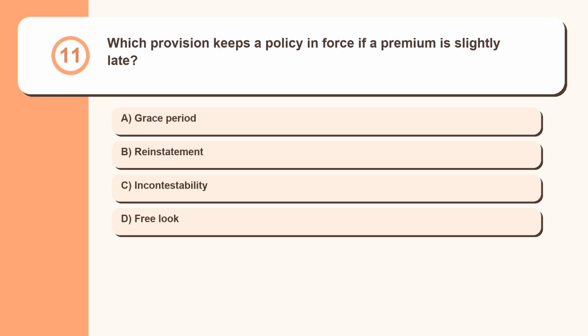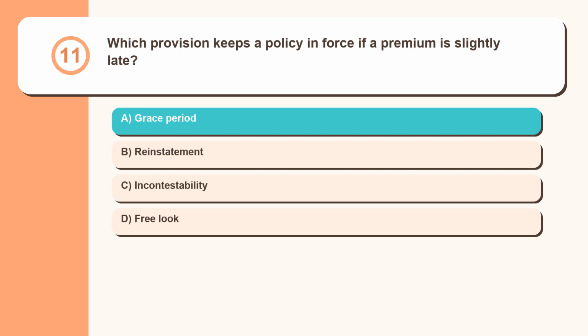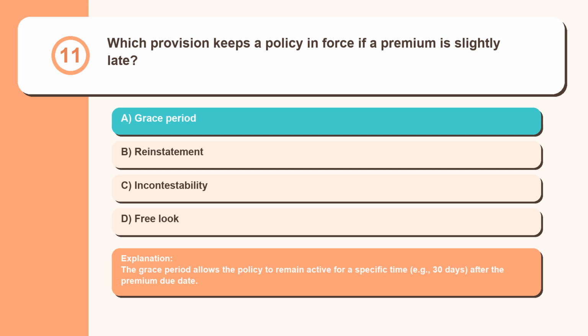Question 11. Which provision keeps a policy in force if a premium is slightly late? Grace period, reinstatement, incontestability, free look. The grace period allows the policy to remain active for a specific time, for example 30 days, after the premium due date.